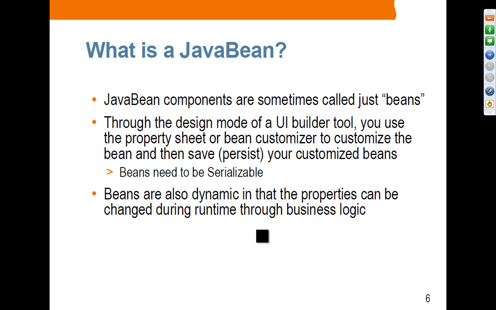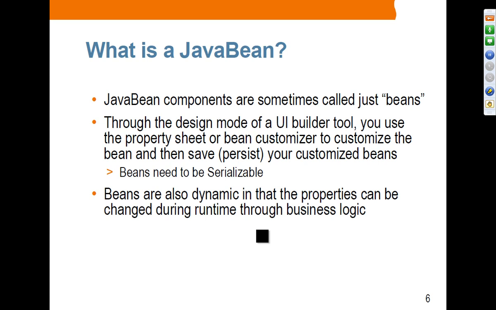So this is a continuation of understanding what a JavaBean is. JavaBean components are sometimes called beans. So when you say beans, that means JavaBean. You can use the UI Builder tool, which has a design mode. In design mode, you can drag and drop UI components, and you can also see the source mode. Basically, when you drag and drop a UI component, it actually generates the source code underneath. But in design mode, you can see the visual aspects of those components.